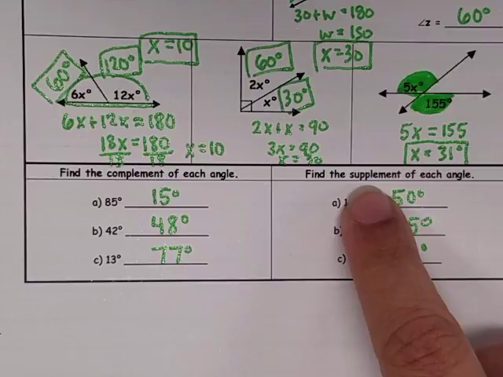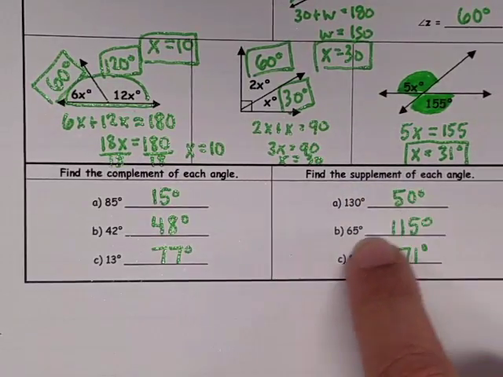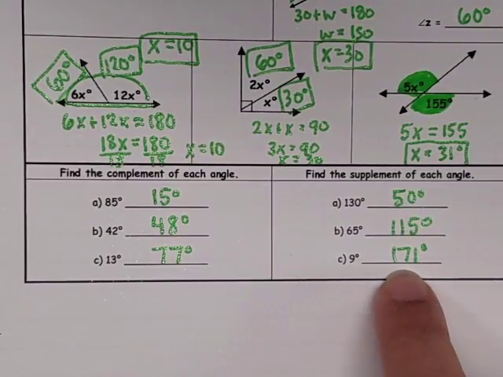Right here, they ask for supplement, and supplement adds to be 180 degrees. So 30 plus 50 is 180, 65 plus 115 is 180, and 9 plus 171 is 180 degrees.